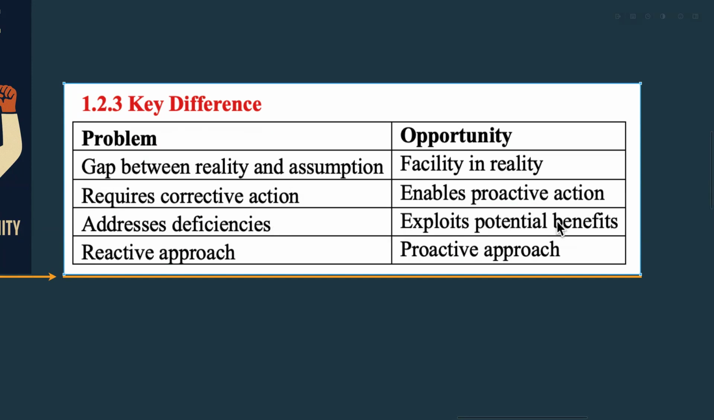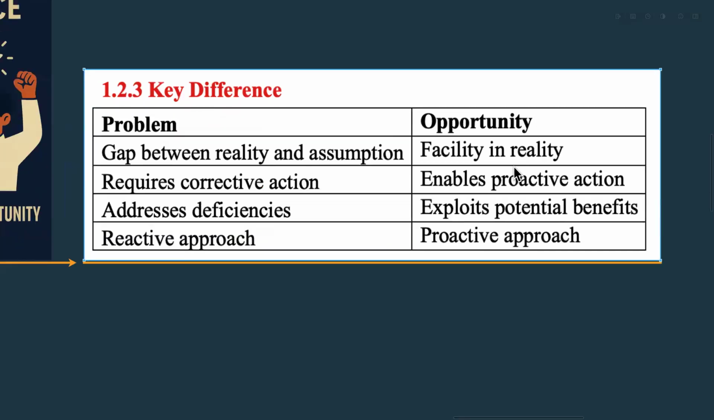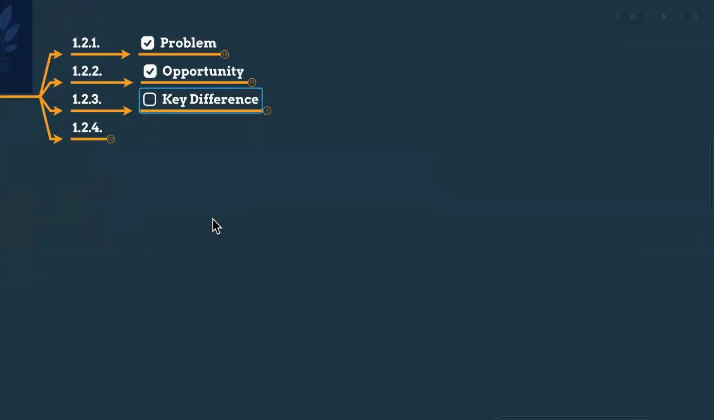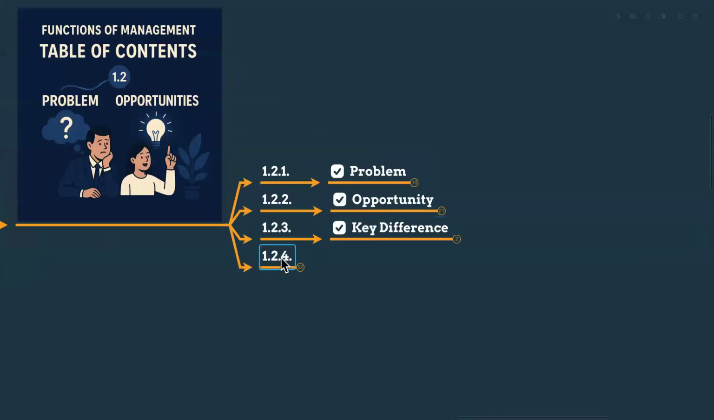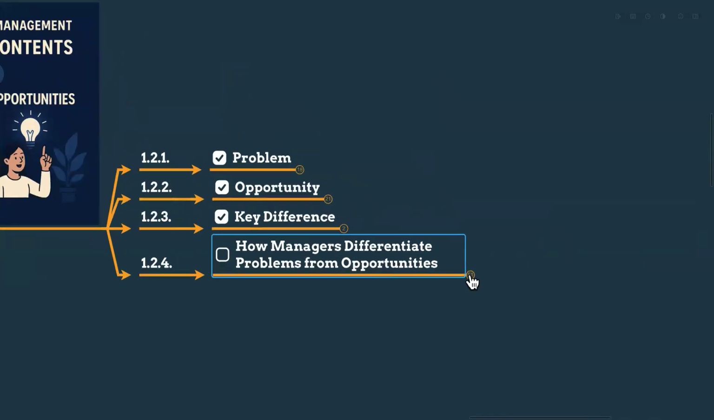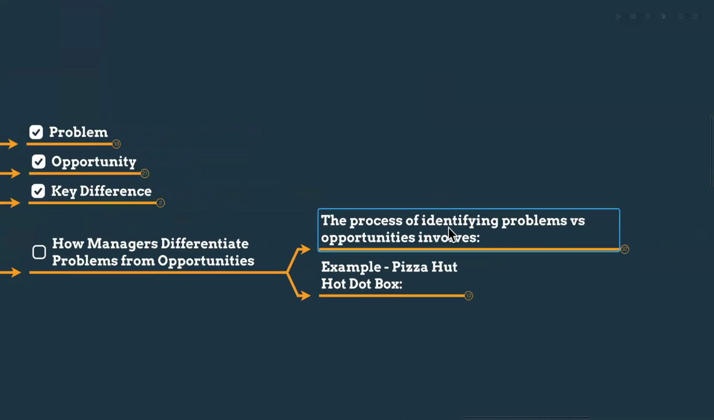But opportunity exploits the potential benefits. It's a proactive approach. You are grabbing some chances, right? So this is reactive, responding to troubles already there. Proactive means you are grabbing some chances. That is in the future. So normally, my dears, problems address what's missing, but opportunities exploit what's possible, right? So that is the key difference you must know, problems versus opportunities. So how do managers differentiate problems from opportunities?